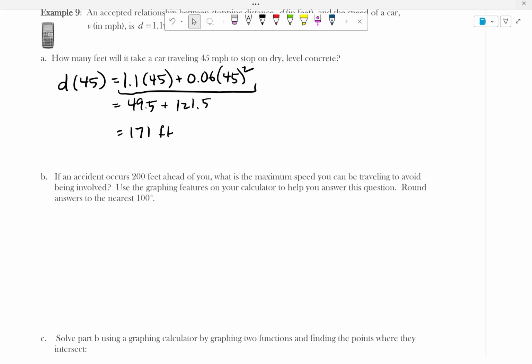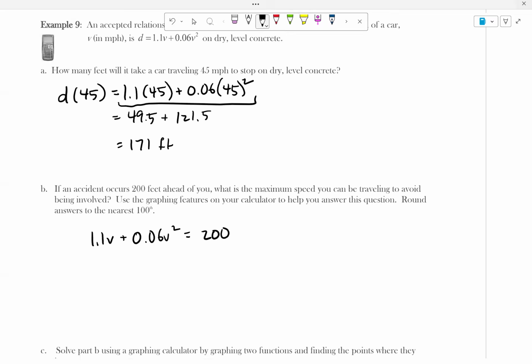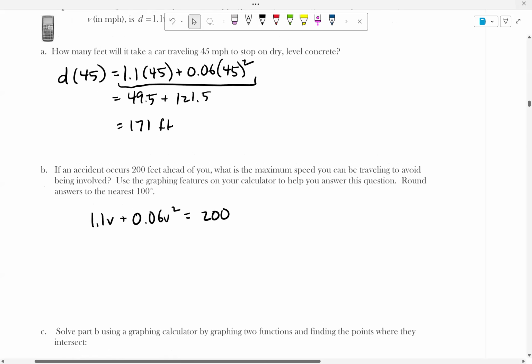Well, in order to do this, we don't know what it is. You don't just guess. We take our function, 1.1v plus 0.06v squared, and we set this equal to 200, because that is the distance that we're trying to figure out, such that we could avoid the obstacle. Now let's use the graphing features on your graphing calculator to help you answer this question. Round your answer to the nearest hundredth. We're not actually going to use the graphing features until we get to part C, but we are going to use the graphing calculator.